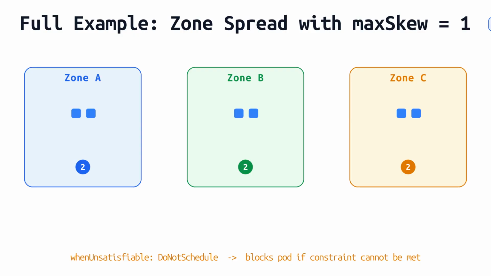Now, if one zone is already full, Kubernetes will try to place the next pod in the zone that has fewer pods. And if it cannot satisfy the rule and you use DoNotSchedule, it will not place the pod at all. That is strict scheduling.